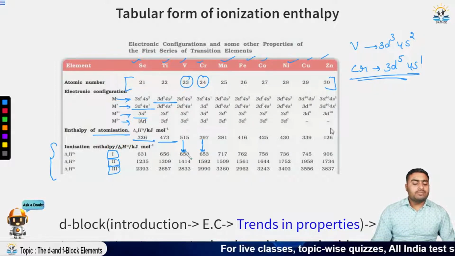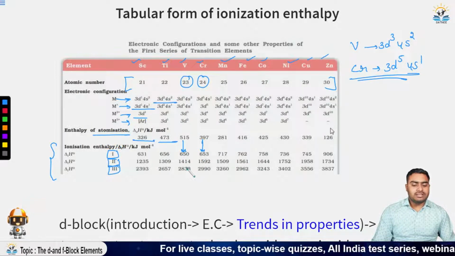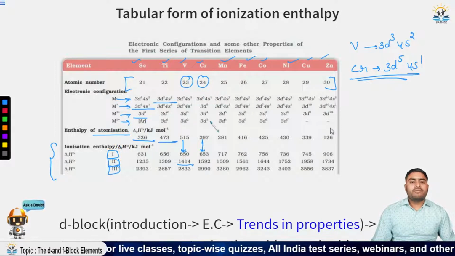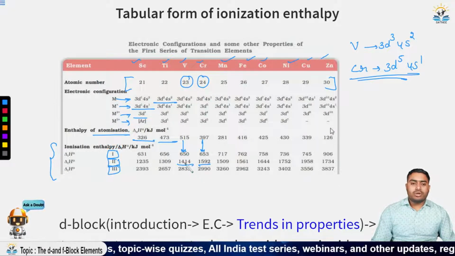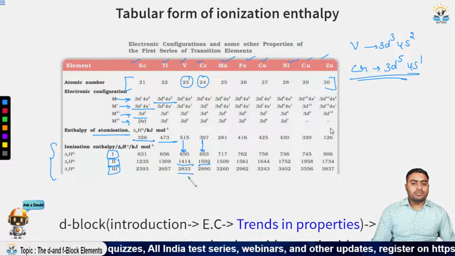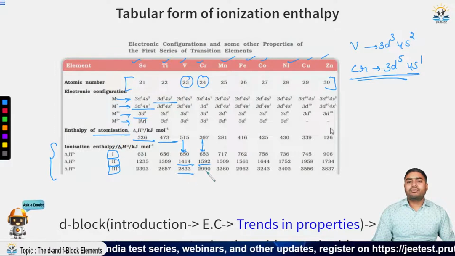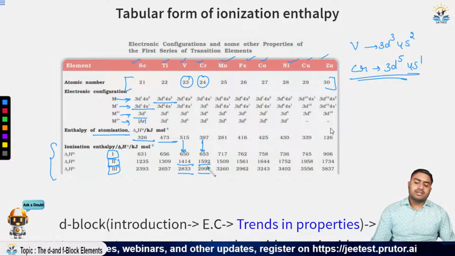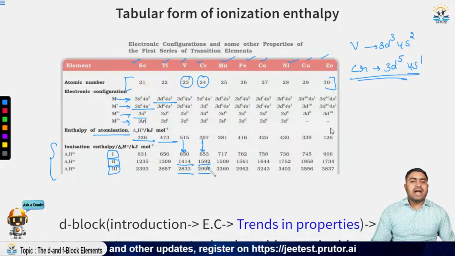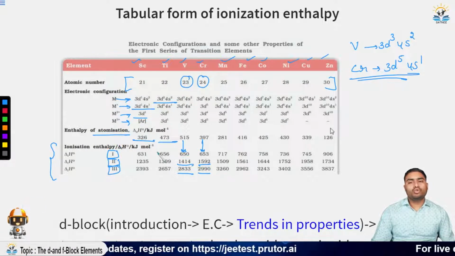But for the second ionization enthalpy, for vanadium it will be 1414, and for chromium it is 1492. And the third ionization enthalpy is 2833 for vanadium, and for chromium it is 2990. So that's all about the ionization enthalpy values in kilojoule per mole.